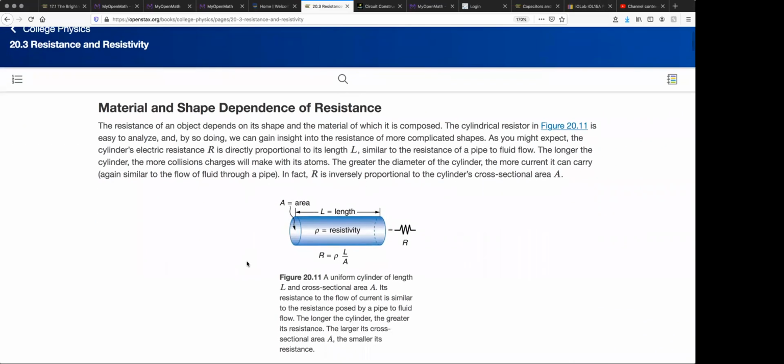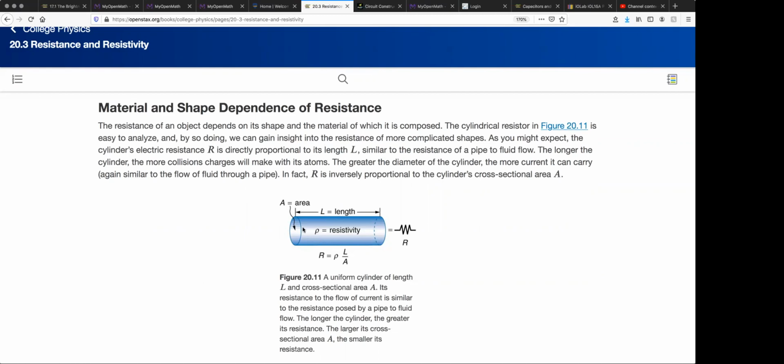So it turns out that just about any material has resistance. There are a few materials that have zero resistance in certain situations. We call them superconductors, and we're going to talk about those later. But for just about any material, you can calculate the amount of resistance using some of the geometry of the material and some of the properties of the material.